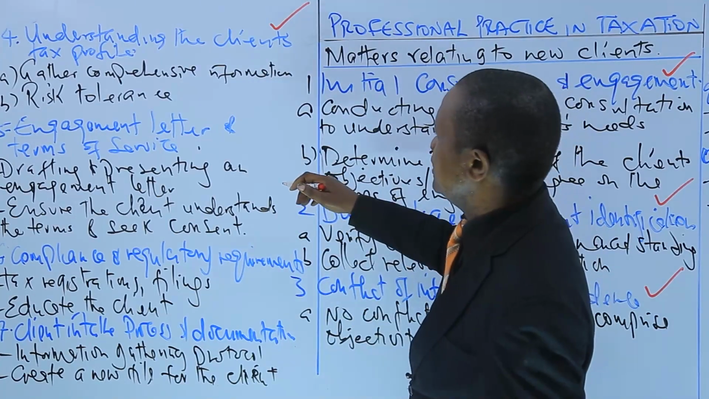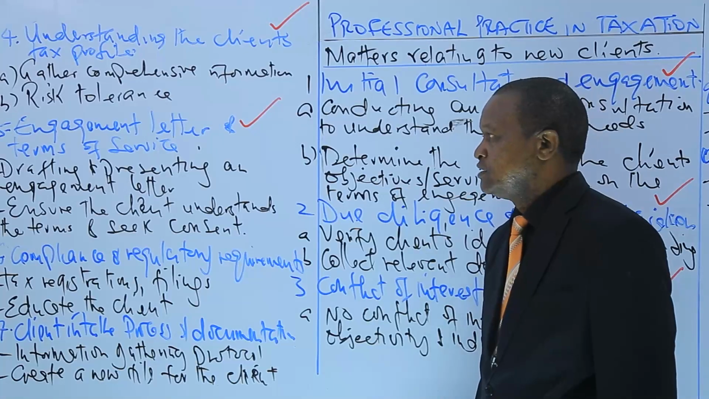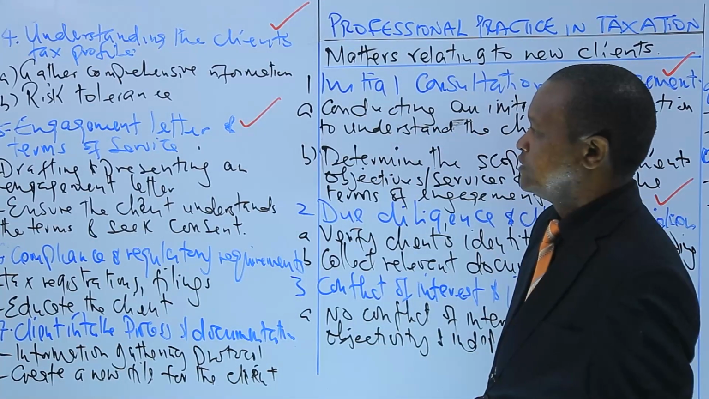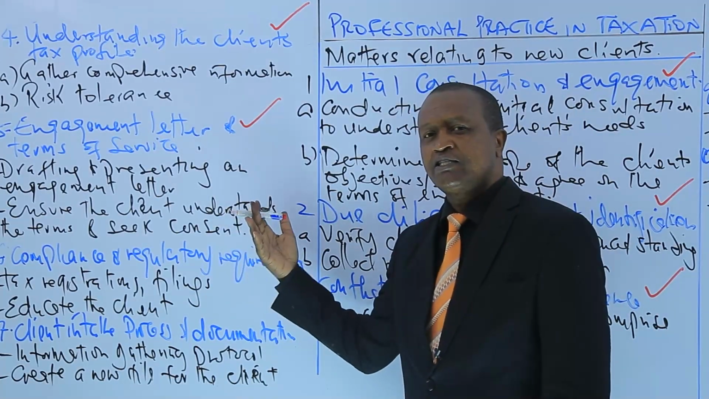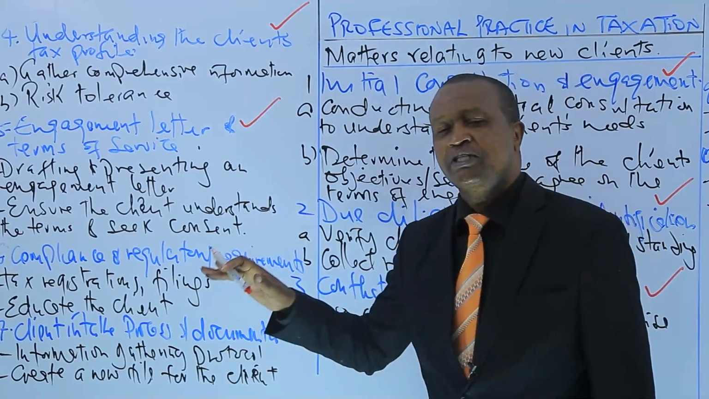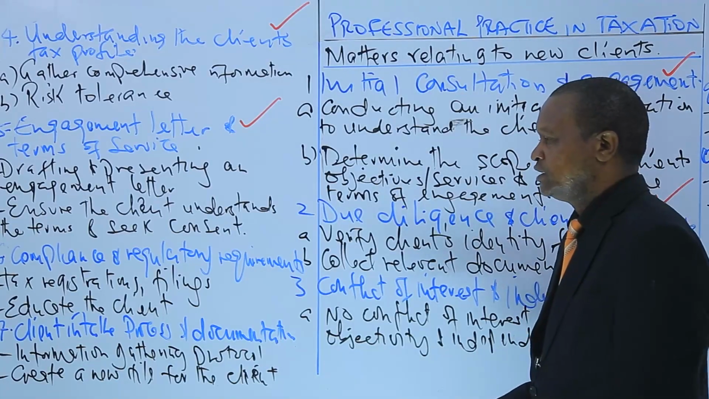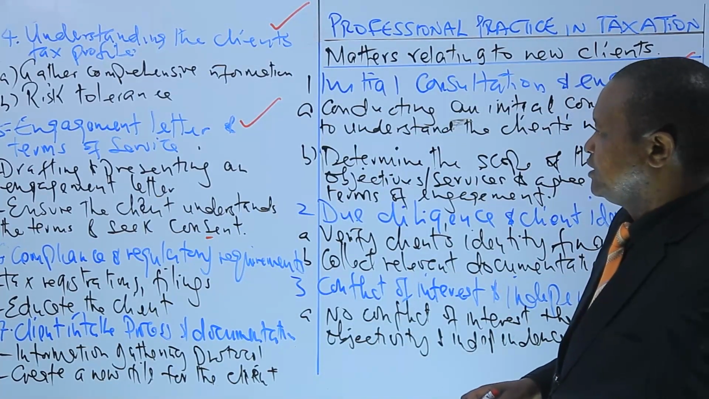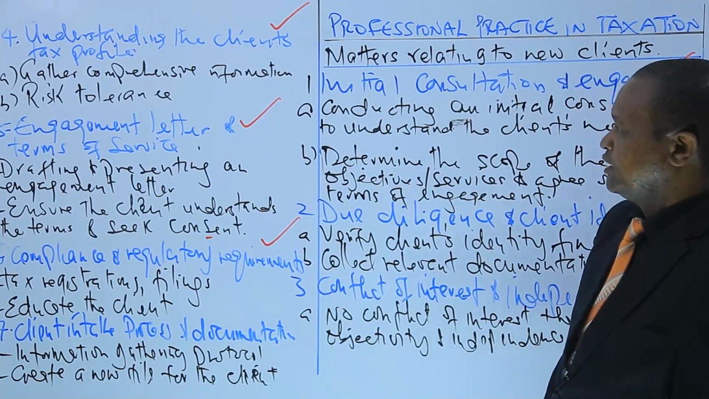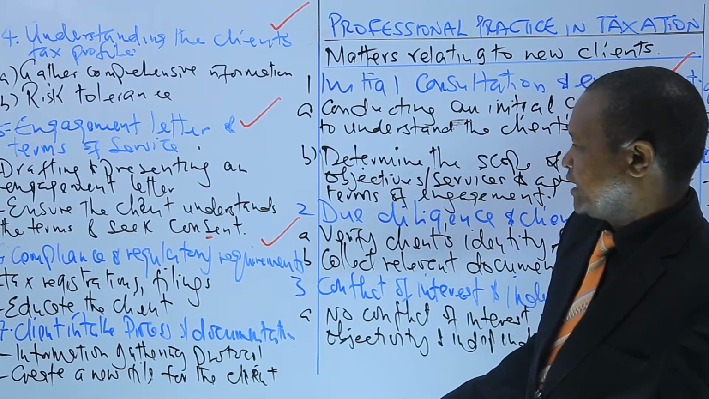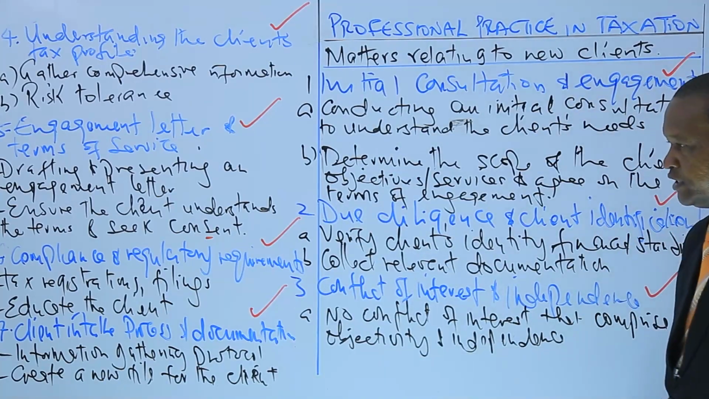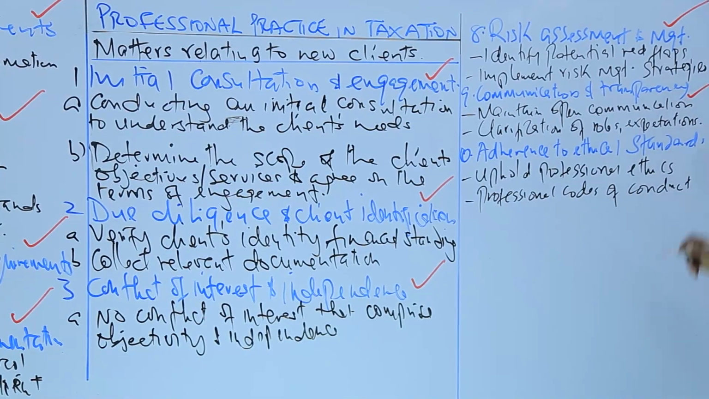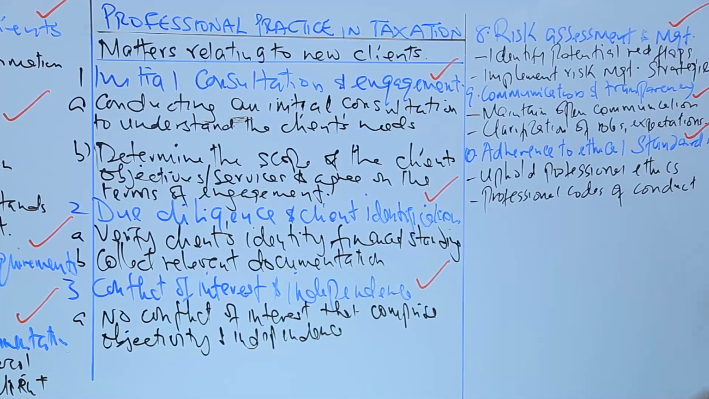The fifth broad matter is engagement letter and terms of service. The tax professional should ensure that he or she drafts and presents an engagement letter to the new client, and after presenting the letter, the tax consultant should ensure that the client understands the terms and conditions of the engagement, and he or she should seek consent from the client. The sixth matter is compliance and regulatory requirements. Number 7, client intake and process identification. Then number 8, we have risk assessment and management. Number 9, communication and transparency. Number 10, adherence to ethical standards.